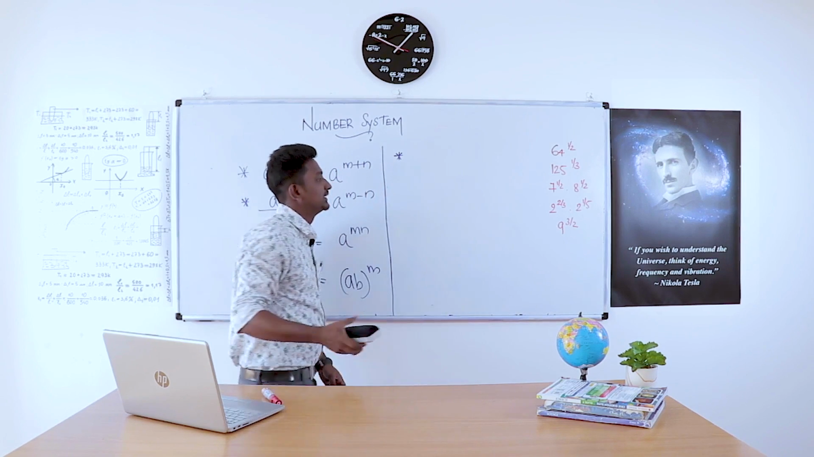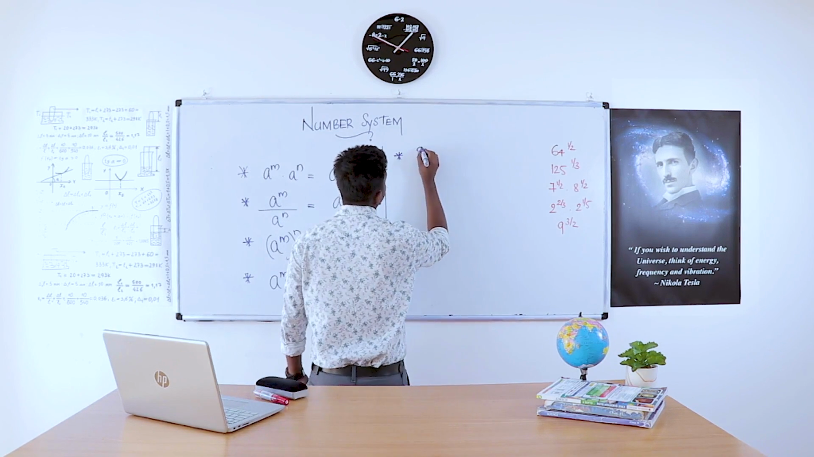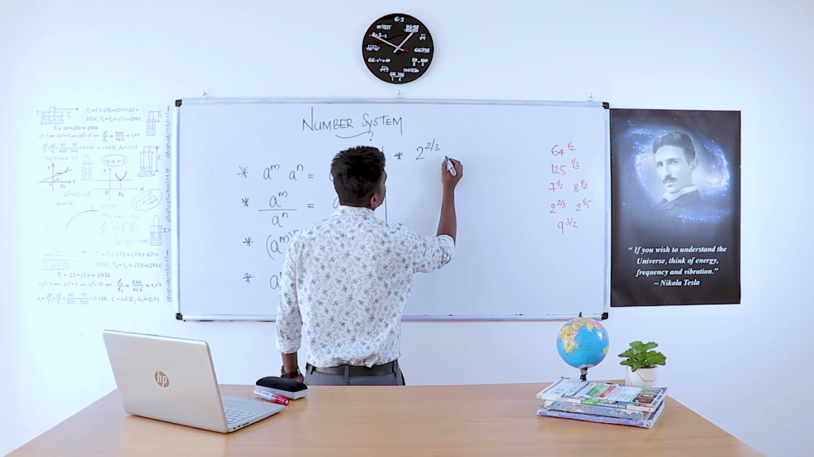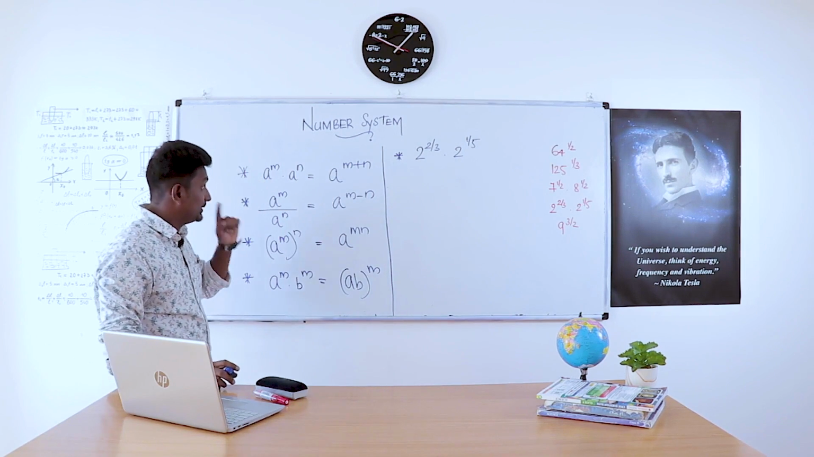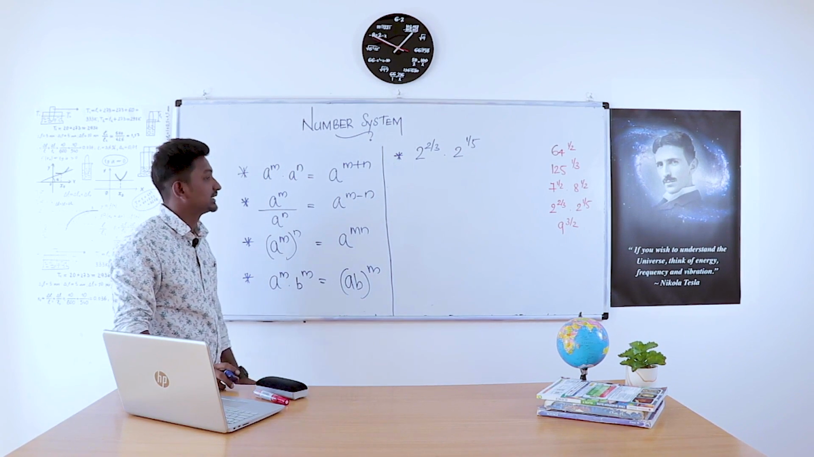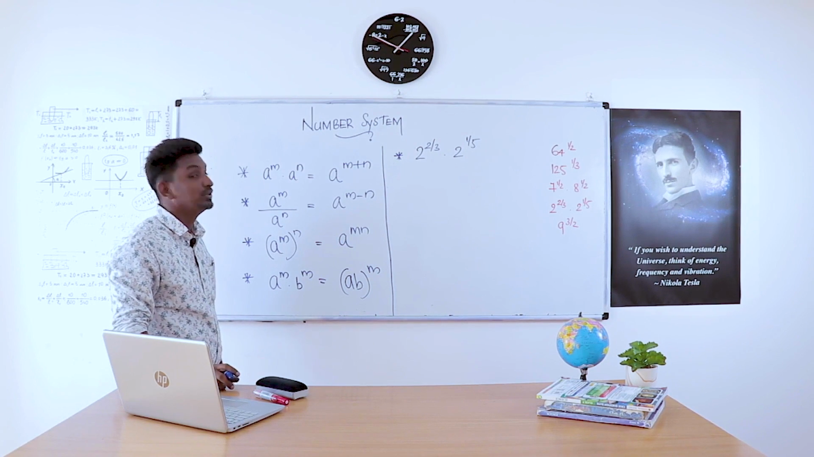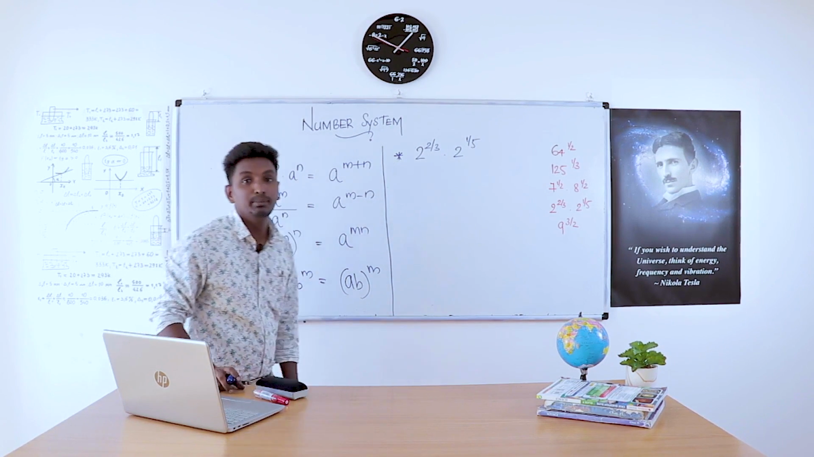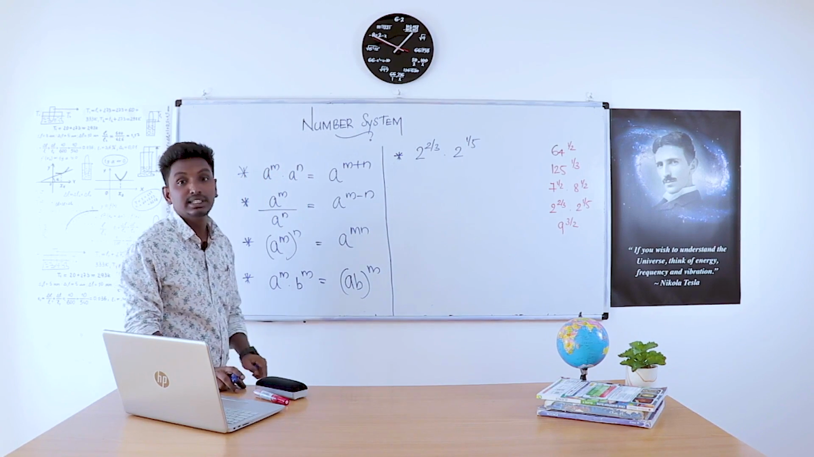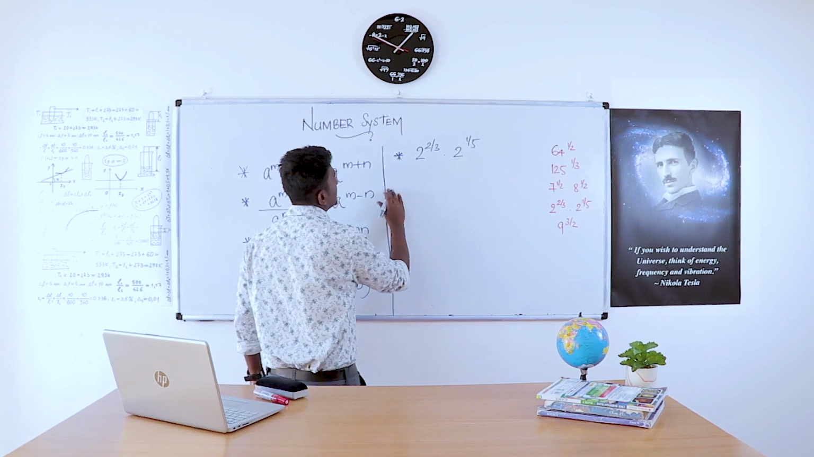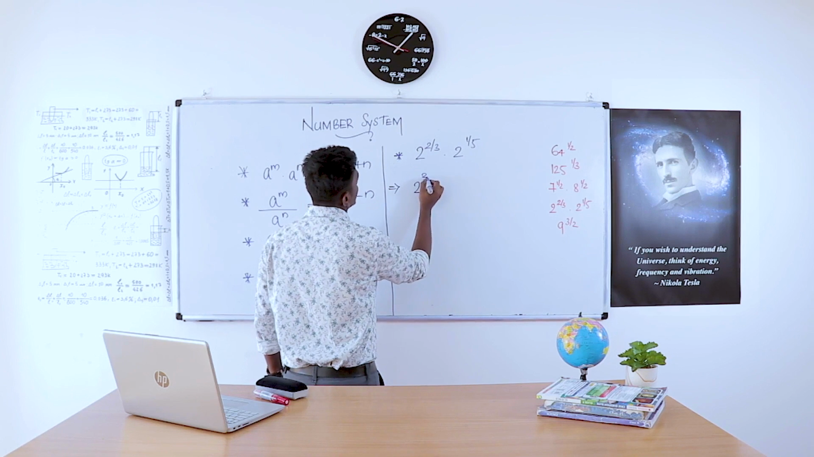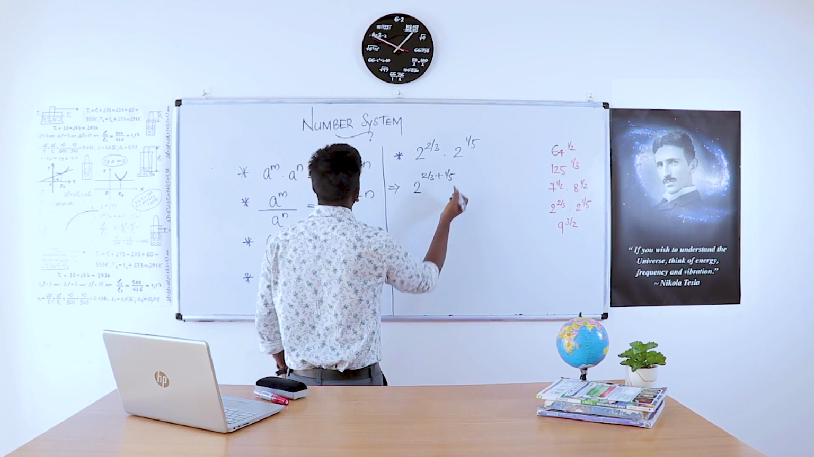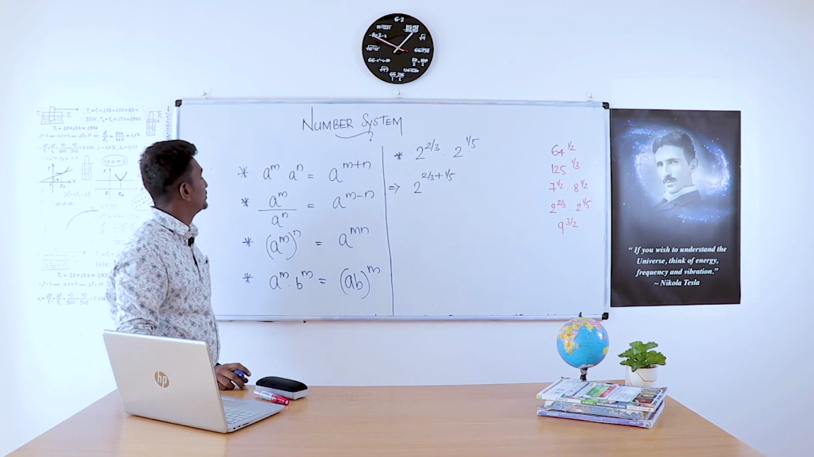Moving to the next question. It is 2 raised to 2 by 3 into 2 raised to 1 by 5. Now look, does anyone resemble this result? Yes, it is a raised to m into a raised to n, which is a raised to m plus n. Therefore, 2 raised to 2 by 3 into 2 raised to 1 by 5 can be written as 2 raised to 2 by 3 plus 1 by 5. In place of a here it is 2, and in place of m and n it is 2 by 3 and 1 by 5 respectively.